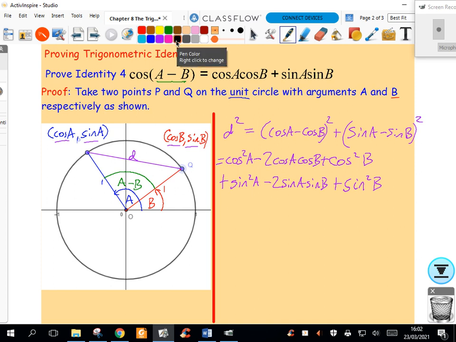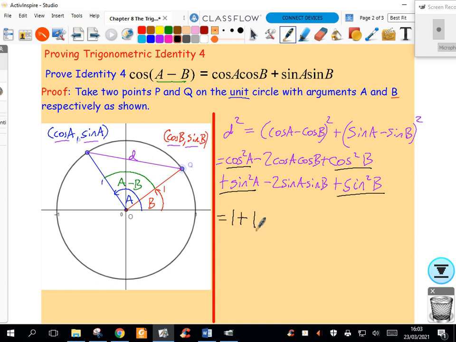So a couple of things to note in here. If I just highlight these two terms, cosine squared a plus sine squared a, well, that's my Pythagorean identity. That has a value of 1. Cosine squared b plus sine squared b, that also has a value of 1. So cosine squared a plus sine squared a gives me a value of 1, and cosine squared b plus sine squared b gives me a value of 1.